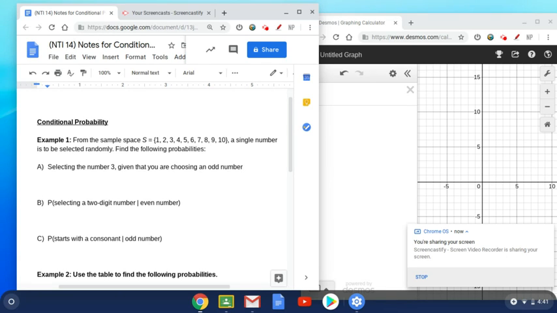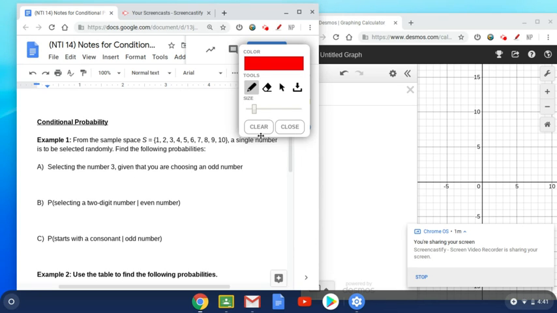So if you look at example 1, we've got a list of 10 numbers here, 1 through 10. We are going to select a single number randomly, and we want to find some probabilities about that number. Part A says, what's the probability of selecting the number 3 given that you are choosing an odd number? Here's what that means. Given that you are choosing an odd number, that's my condition. That's my rule. If I'm going to choose a number, it has to be odd.